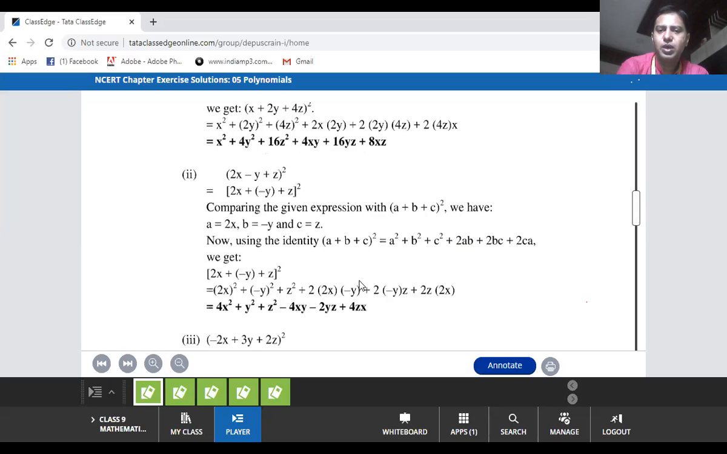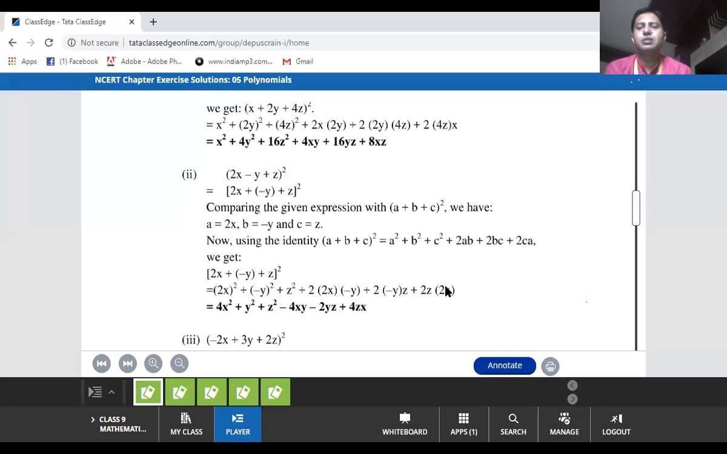Plus 2ab: instead of 2ab, we'll write 2 as it is, instead of a that is 2x, and in place of b we'll write minus y. 2bc, that is 2, instead of b it is minus y, and the value of c is z. 2ca, that is 2, the value of c is z, and the value of a is 2x here, so we'll write 2x here.